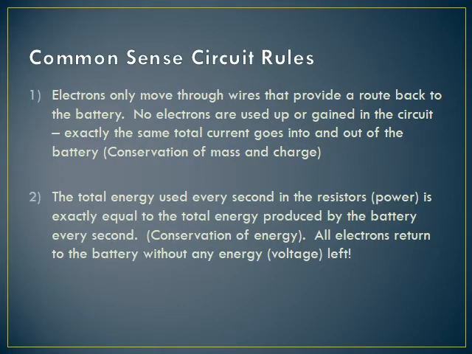The second common sense rule is that the total energy used up every second in the resistors is exactly equal to the total energy produced by the battery every second. This is a manifestation of conservation of energy. So what this means is that those electrons get their energy at the battery, and if the electrons get 20 joules of energy every second from the battery, that means somewhere in the circuit those electrons are using up every bit of that energy. So they're using 20 joules every second at the resistors, so that when they return to the battery they have none.